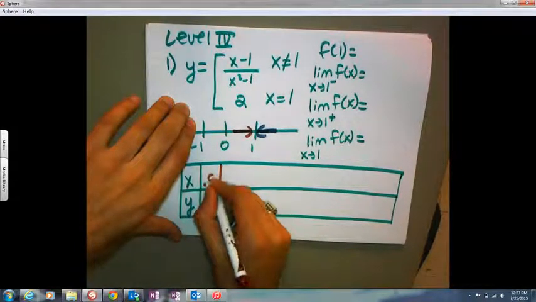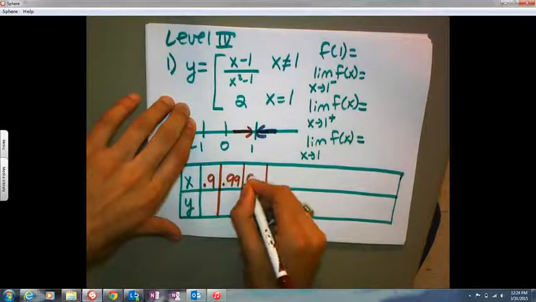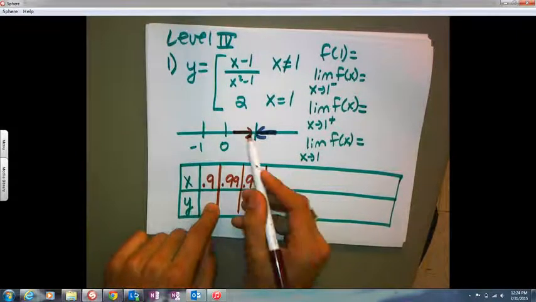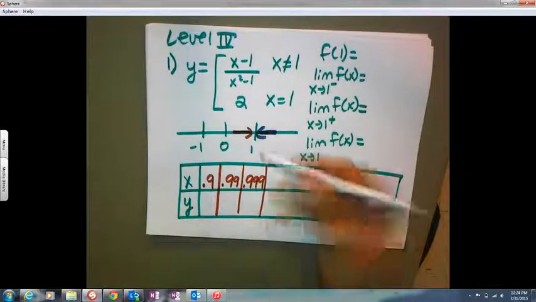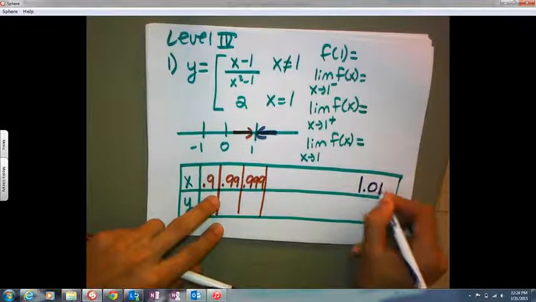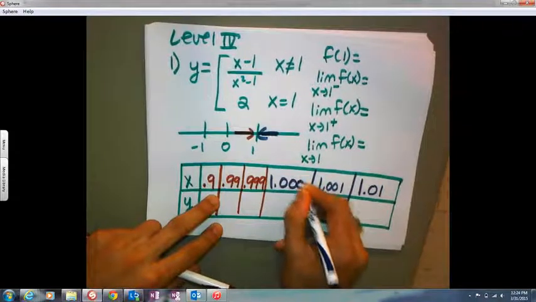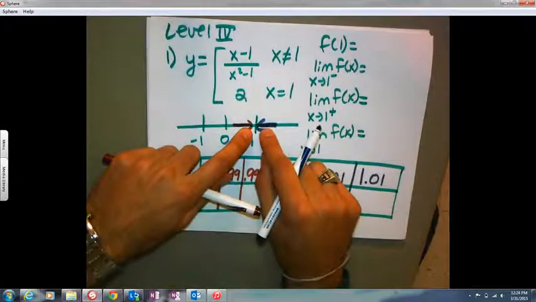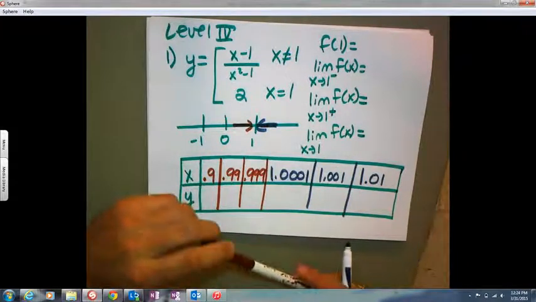0.9, 0.99, 0.999. So in other words, we just picked 3 values that approach 1 from the left side. 3 is enough. We now need to pick 3 values that approach 1 from the right side. 1.01, 1.001, 1.0001. We're simply picking 3 values on the left and 3 values on the right that get closer and closer to 1. Are there any questions on the logic of picking the values and how I got them? If so, please ask.